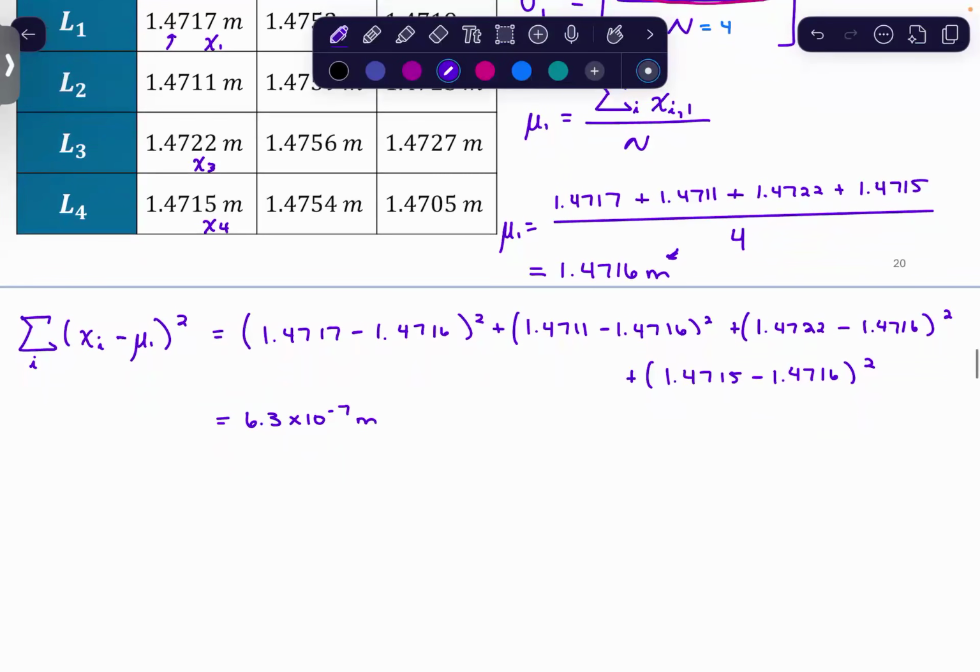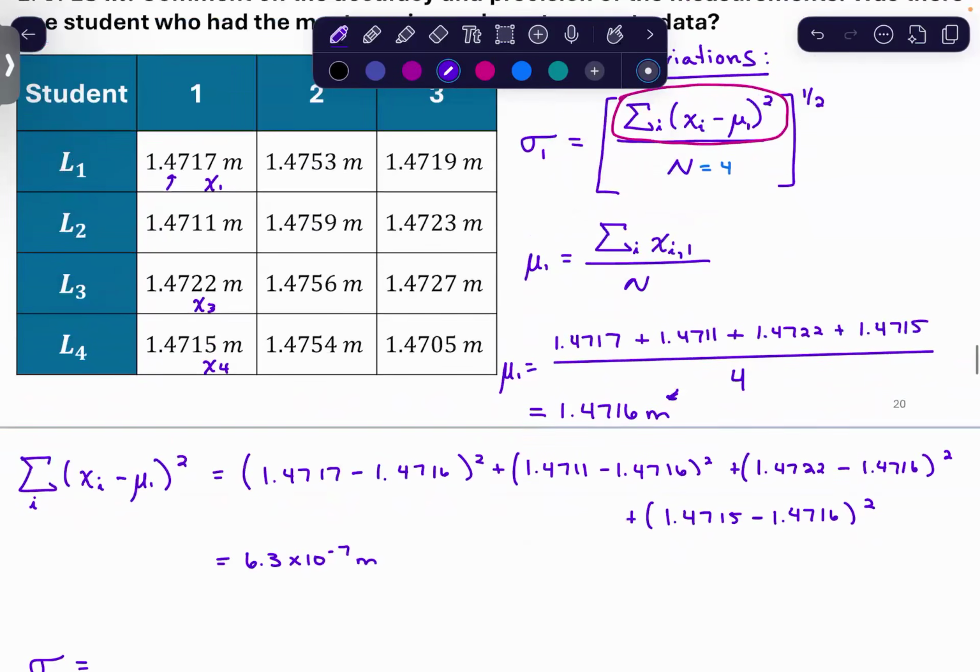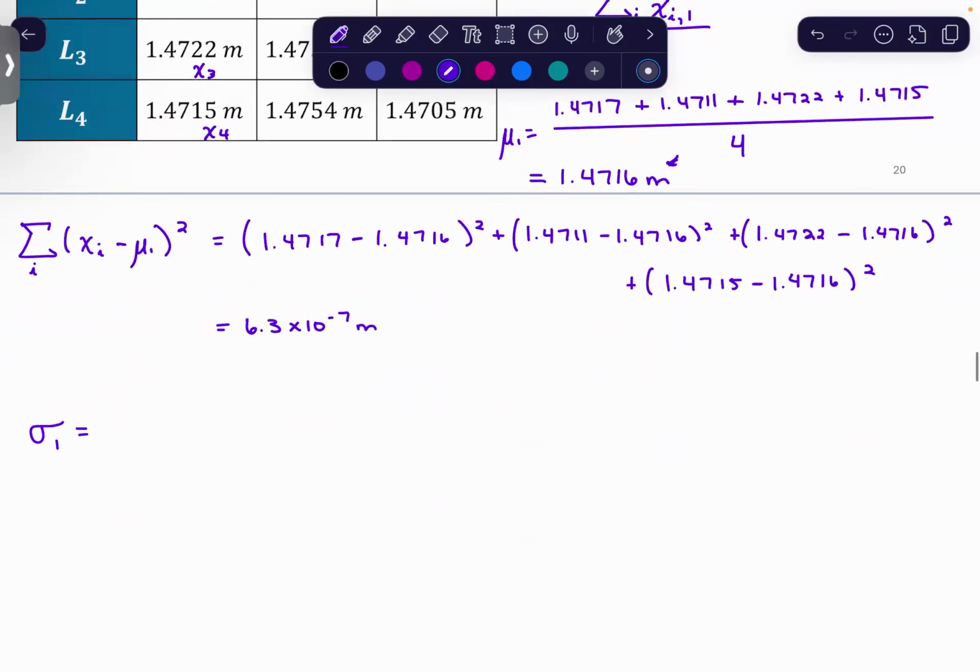Now, we can go ahead and calculate the standard deviation of student one, which is our whole formula there. And so what we're going to have, 6.3 times 10 to the negative 7th divided by 4, square root, and the standard deviation for student one is 3.97 times 10 to the negative 4th meters.